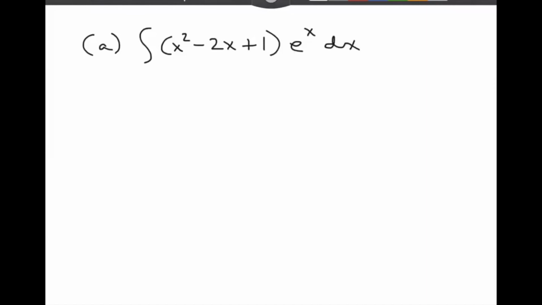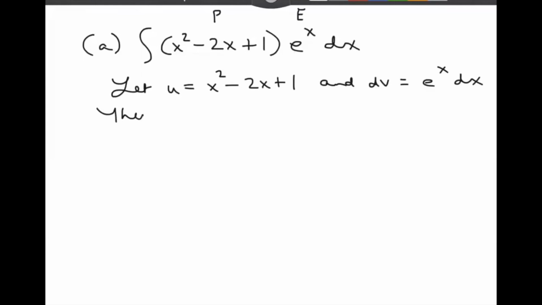All right, so here we have a polynomial and an exponential. According to LIATE, the polynomial is higher on the list, so that should be u. So we'll let u equal x squared minus 2x plus 1. And then dv will have to be e to the x dx.